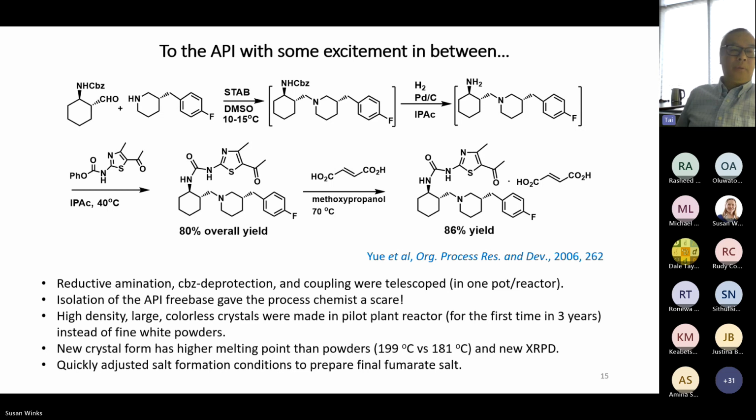So, we had to do some last minute work to modify the salt formation conditions. At the end, we were successful to prepare the fumaric salt, I think in about 11, 12 kilogram scale. That allowed us to support the first in human campaign and further on. Next, please.